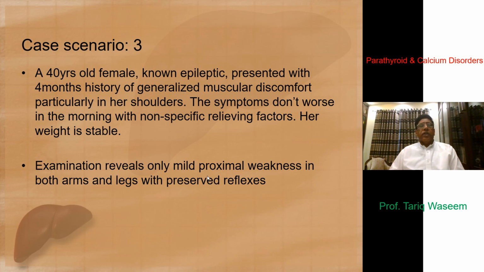Our third case scenario is a 40-year-old female. She is a known epileptic, and she presented with a 4 months history of generalized muscular discomfort, particularly in her shoulders. The symptoms don't worsen in the morning, and there are non-specific relieving factors. Her weight is stable. The examination reveals only mild proximal weakness in both arms and legs with preserved reflexes. She has some difficulty in raising her arms above her head or shoulders and standing up from a sitting position in the chair or in the bed.